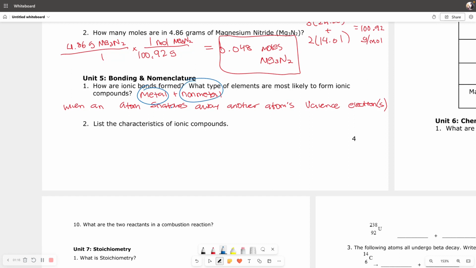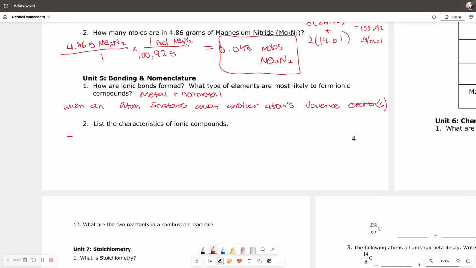And so based on that question, we kind of answered this already, but what elements are most likely to form ionic compounds? Well, they're going to be metals and nonmetals. So some characteristics of ionic compounds, right? So trying to come up with a couple. The melting point is going to be very high, relatively high compared to other types of bonds.